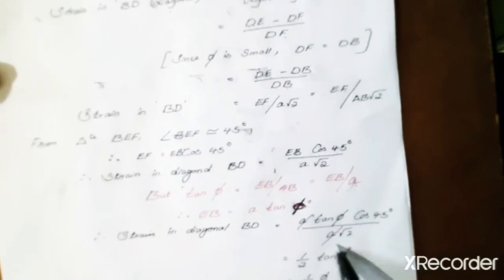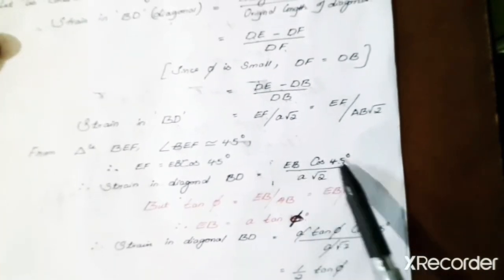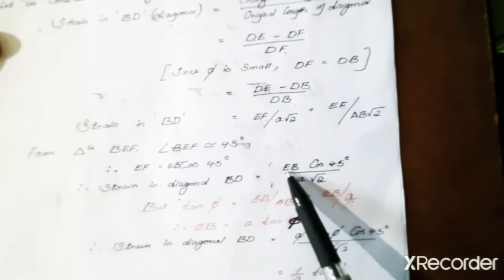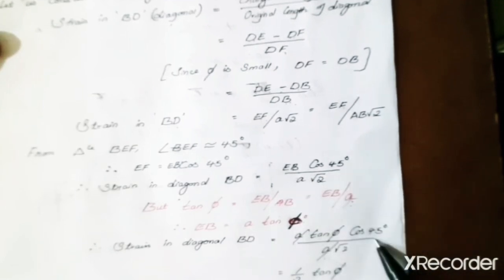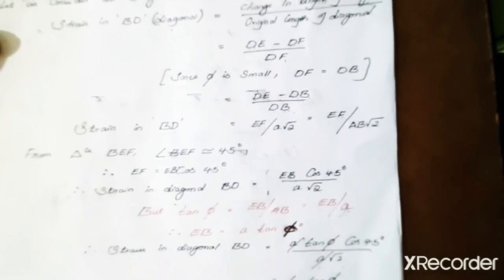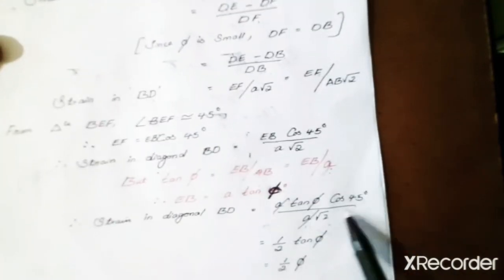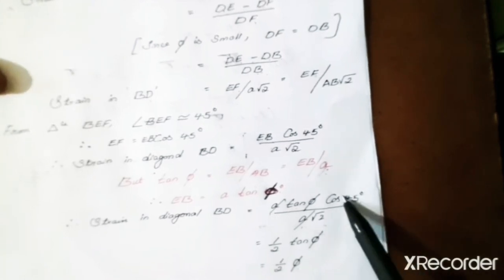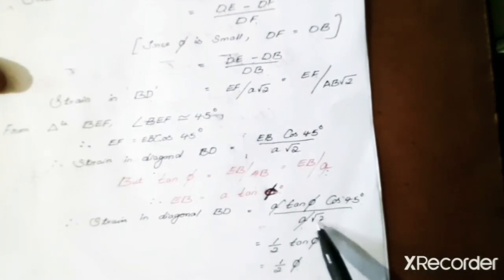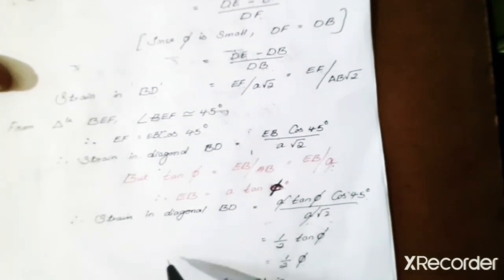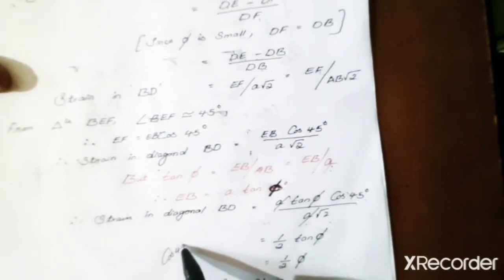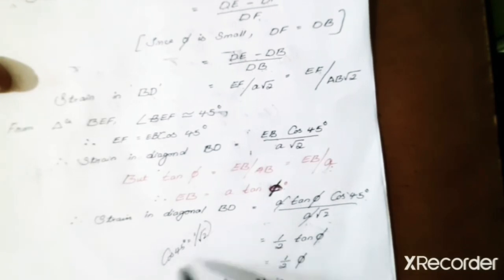So finally, strain in diagonal BD is equal to, just simply put the values here. In place of EB, put the value A tan phi. So A tan phi cos 45 over A root 2. A cancels and cos 45 is 1 by root 2, 1 by root 2. So root 2 and root 2 get multiplied and become 2. Therefore, what remains is 1 by 2 tan phi. So just write it down here. Tan 45 equals 1 by root 2.